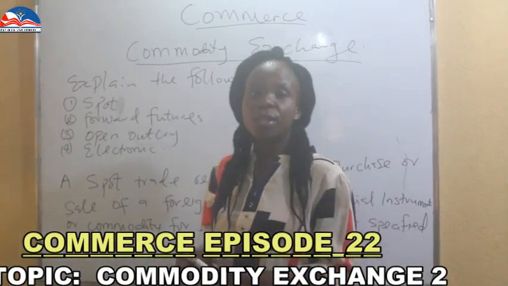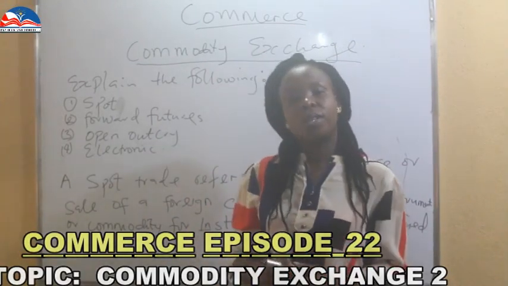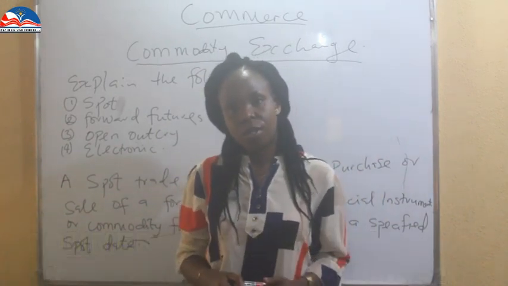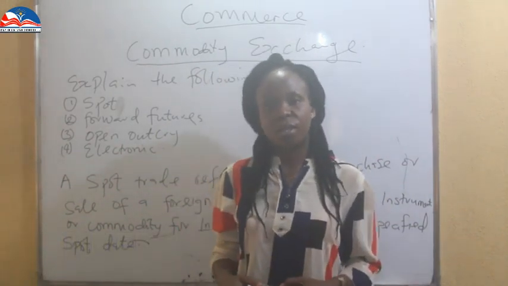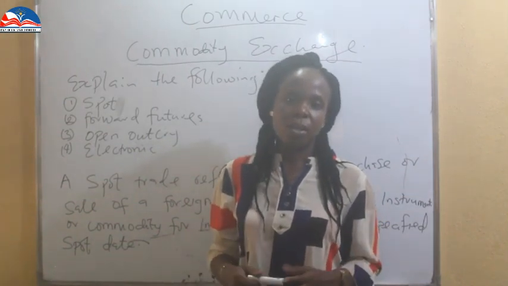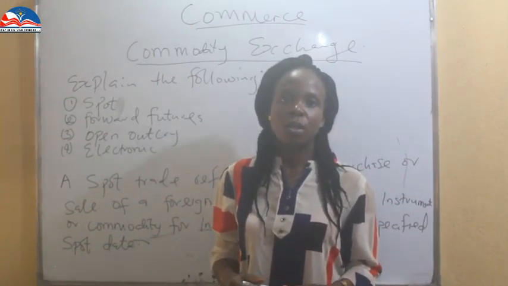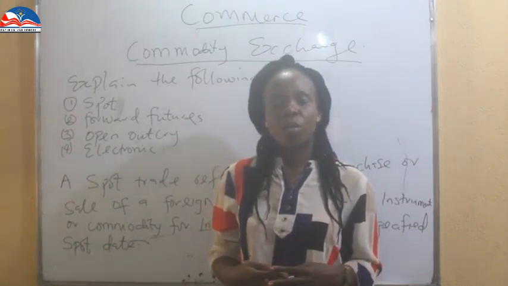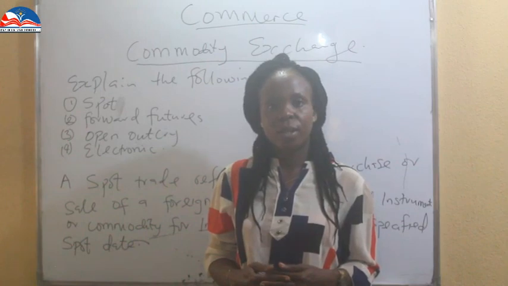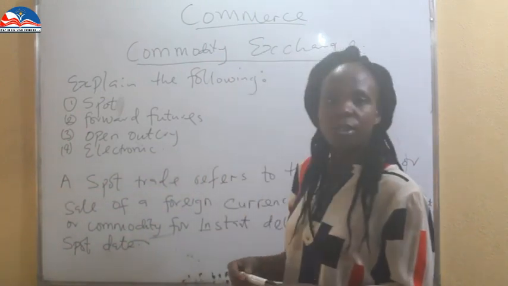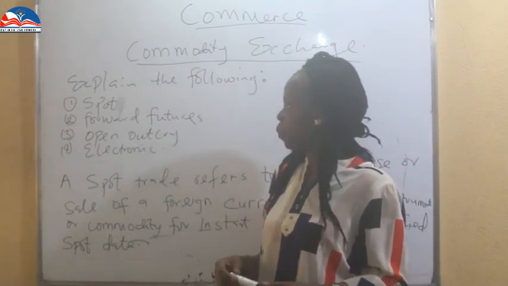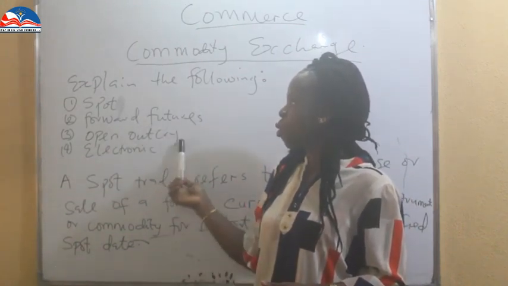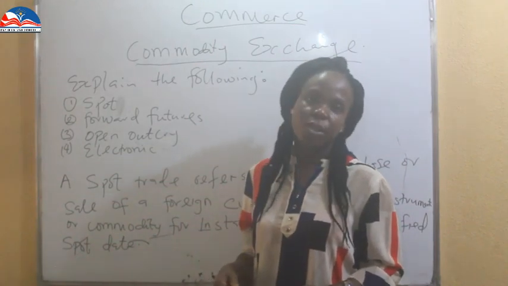We are still on commodity and commodity exchange. In our previous class on commerce, we explained what commodity exchange is. In our class for today, we are going to discuss some terms that are peculiar to the commodity exchange market. So we are going to look at these 4 terms in our study for today: spot, forward futures, open outcry, and electronic trade.